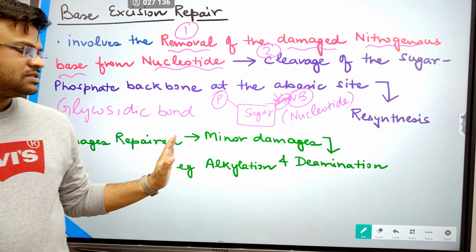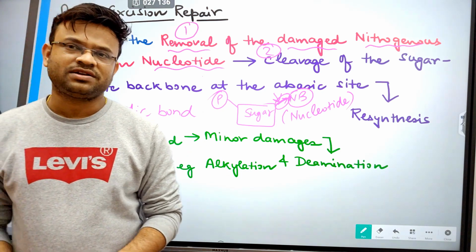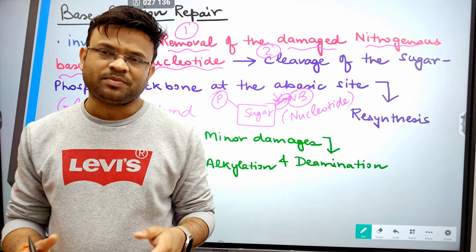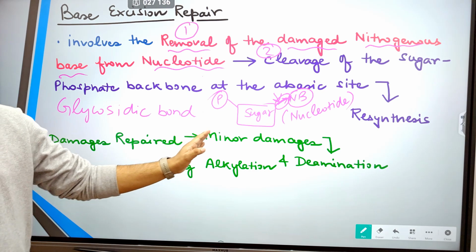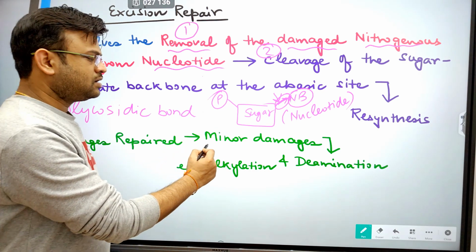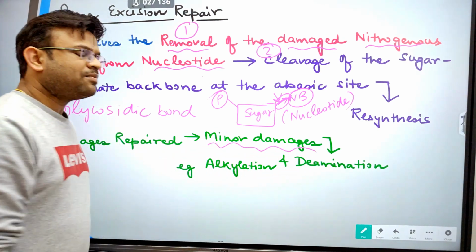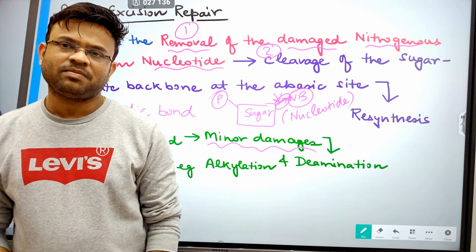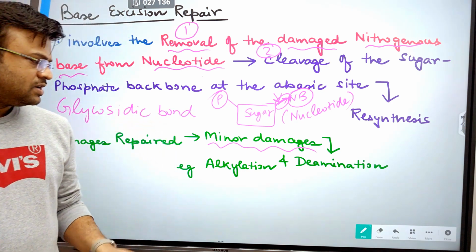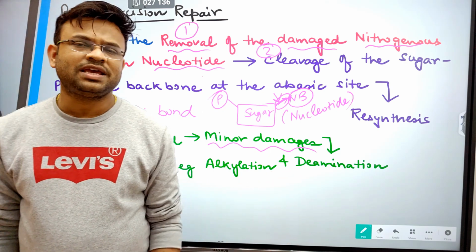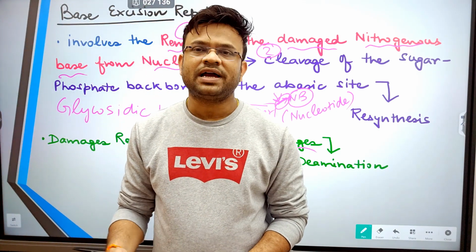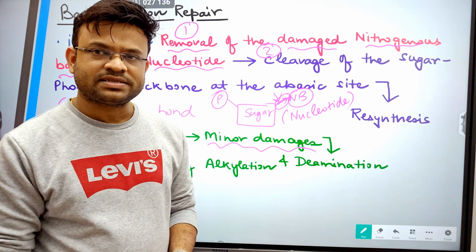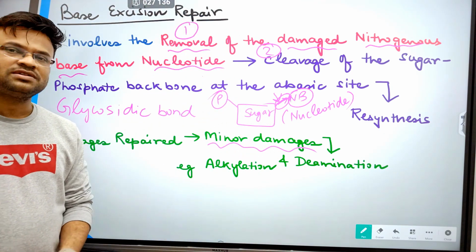Now, damages that are repaired using base excision repair. What are the damages that are repaired using this kind of repair mechanism? First thing is minor damages. That means damages that are not very serious are repaired by base excision repair. For example, alkylation and deamination. You might be knowing that at times alkyl groups such as methyl groups are attached at different bases. That can be removed using base excision repair.